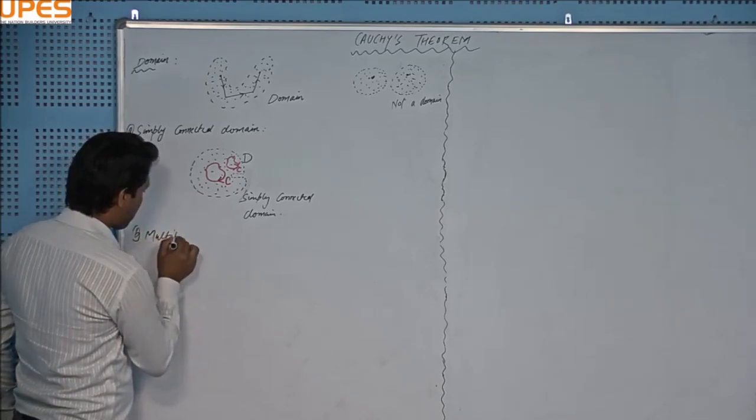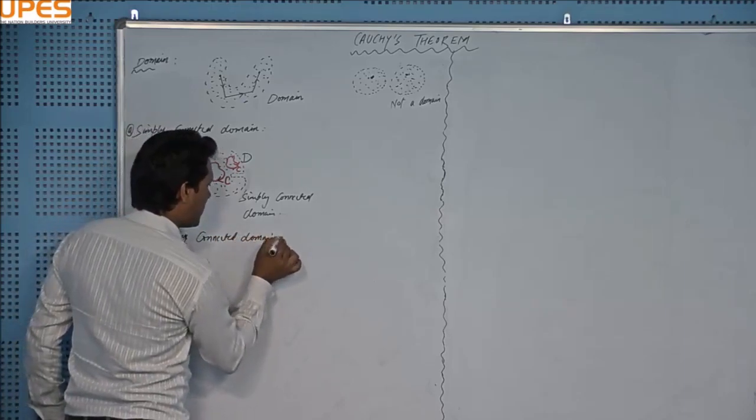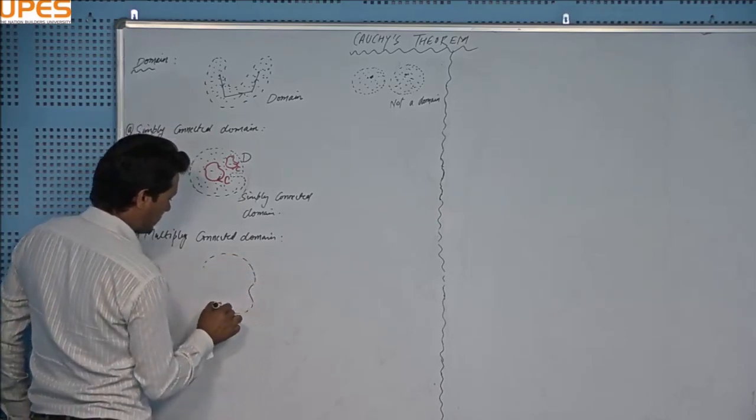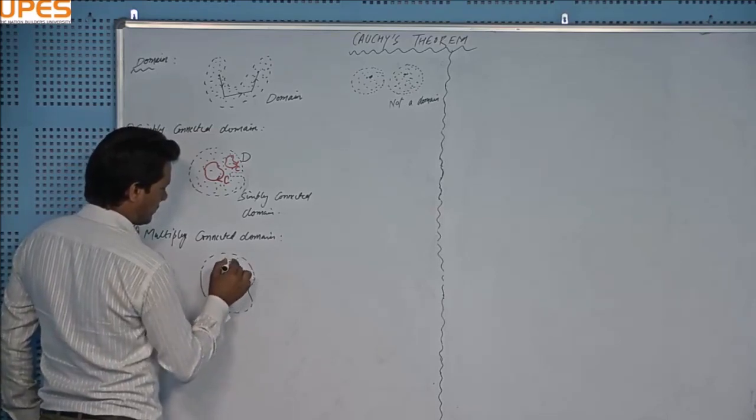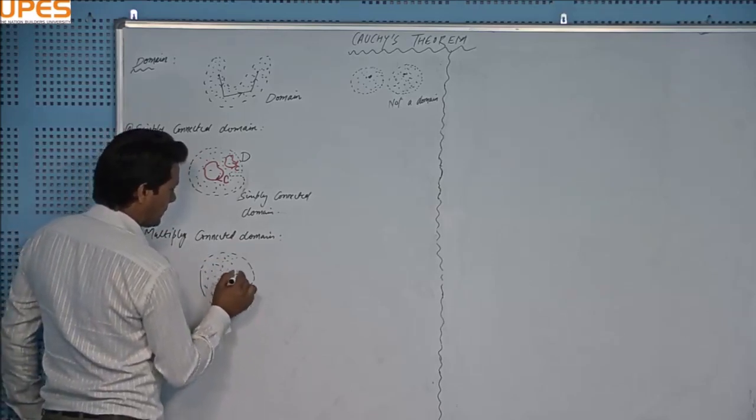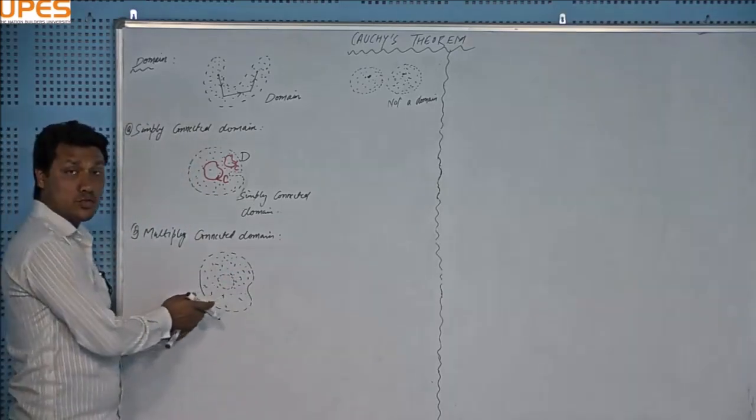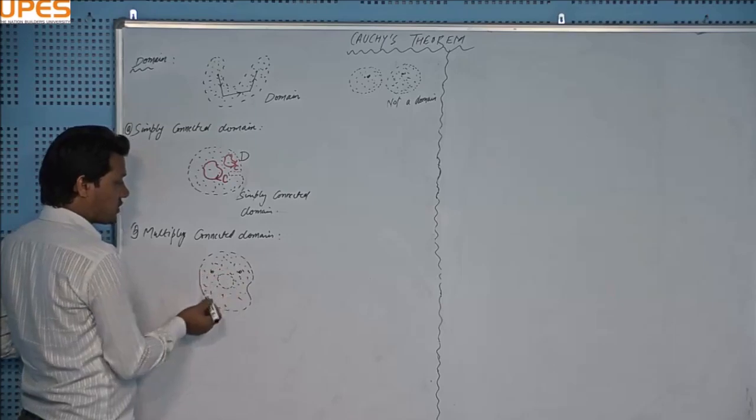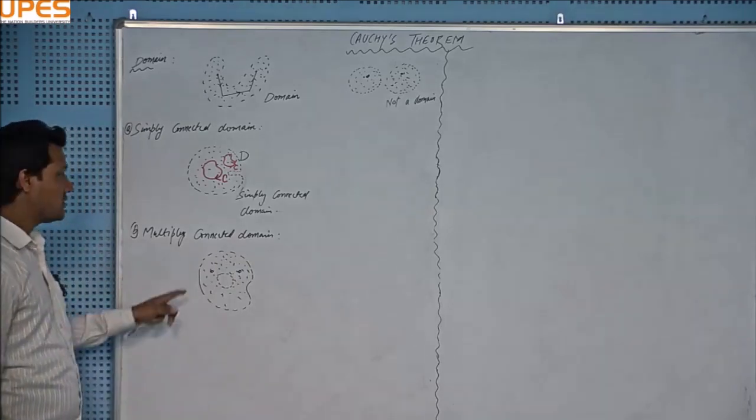Multiply connected domain, right? And you will see that obviously this is a domain, right? Why is it a domain? Because you can take any 2 points on it, take this point and this point, then you can join these points by a sequence of polygonal lines, right? And all of those lines lie within this set, right? So this is a domain.